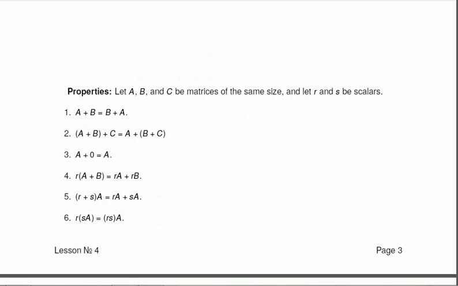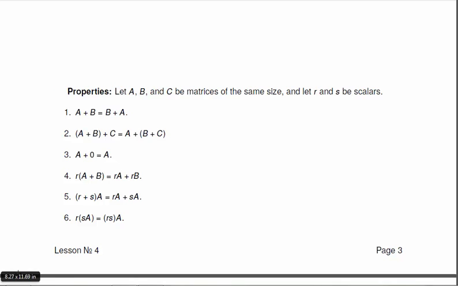So, a few properties of addition and scalar multiplication. The first one, A plus B is equal to B plus A. So this is commutative. In addition, (A plus B) plus C is equal to A plus (B plus C). So we also have the associative law. A plus 0 is equal to A. This 0 here is just a matrix with all 0 entries.